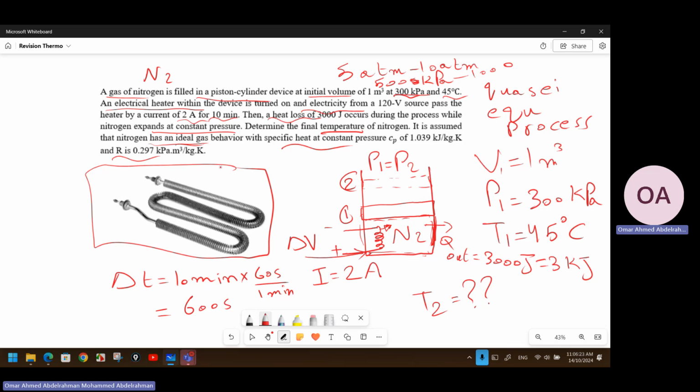So of course, anything that Dr. Sharif brings, anything written in the statement, you must use it. He usually doesn't put anything that will not be used. Okay? So let's think about it.